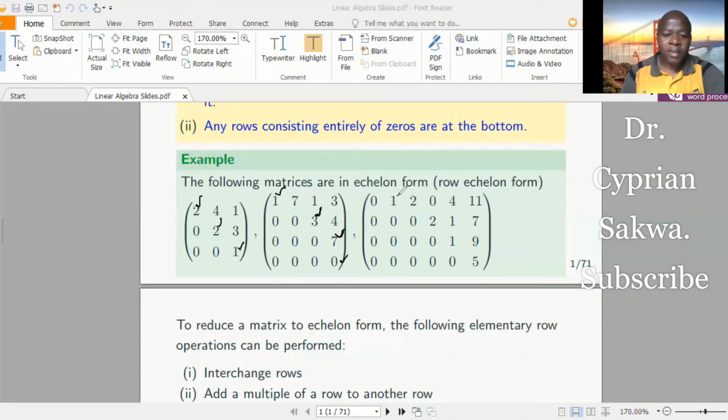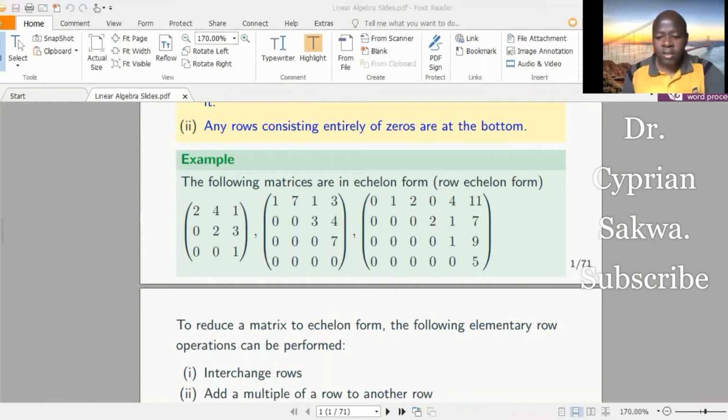The leading element in the first row is this. The leading element in the second row is this, and you can see it's to the right of this. The leading element in this other row is 1, and it's to the right of these other rows. These are the leading elements. And finally, the leading element is 5, and you can see it is to the right of the other leading elements. So as we proceed, for us to write a matrix in echelon form, every leading element must be to the right of the leading elements above it.